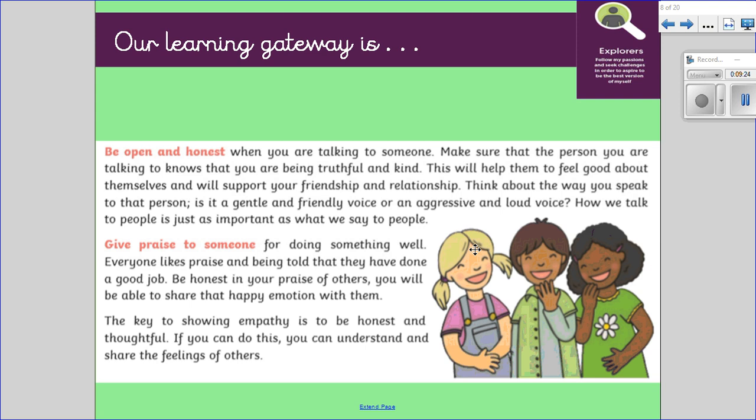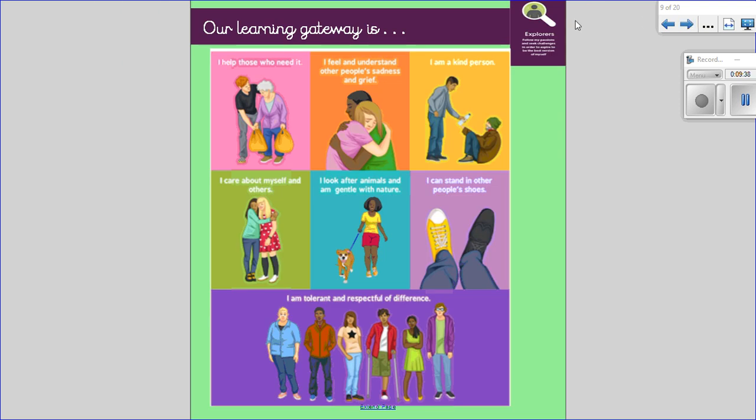So the key to showing empathy is to be honest and thoughtful. If you can do this, you can understand and share the feelings of others. Okay, so using that information, I would like you to make a poster on how you can show empathy.